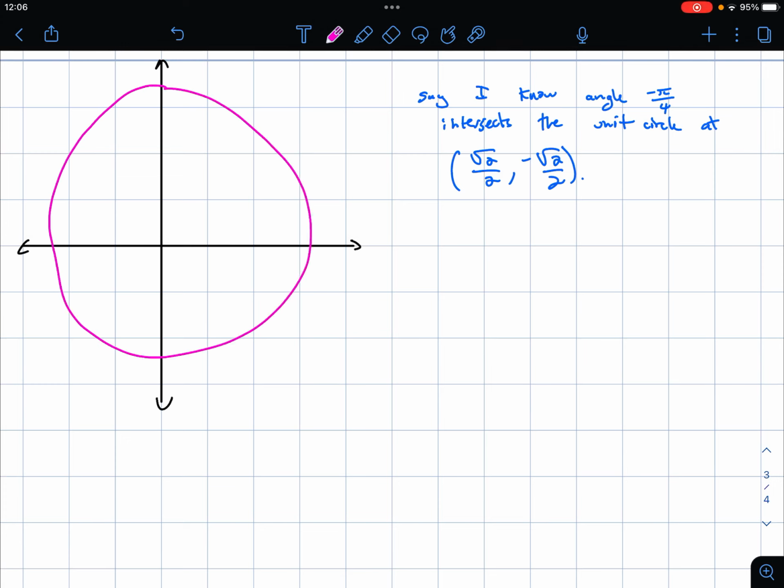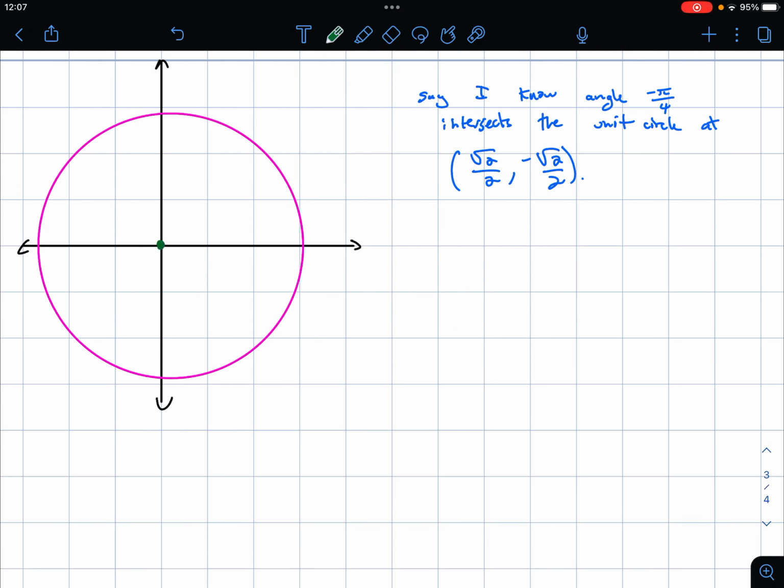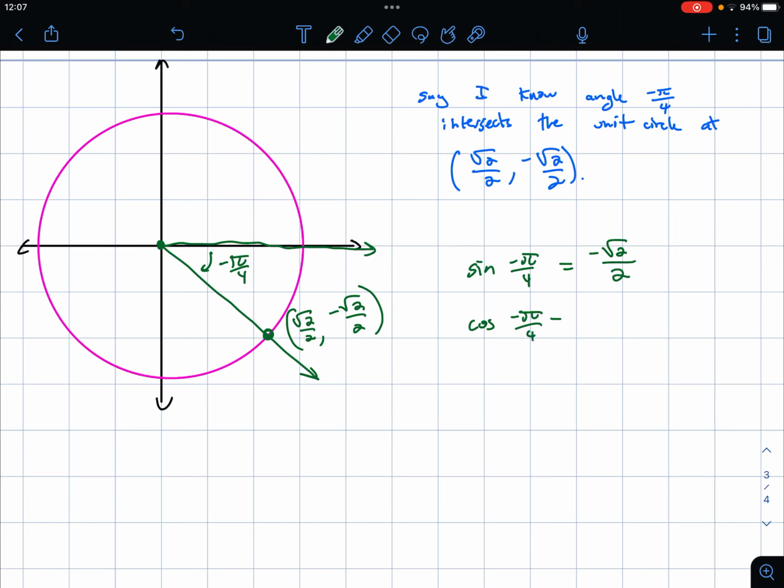Well, let's draw our unit circle, more or less. And let me draw my angle in standard position with my initial side and my terminal side. Because my angle is negative, that means I'm going clockwise. So that's my angle of negative pi over 4. And I know that there's this coordinate of square root 2 over 2, my x, and negative square root 2 over 2 is my y. Well, this means that sine of negative pi over 4 must equal negative root 2 over 2. I know that cosine of negative pi over 4 must equal root 2 over 2.